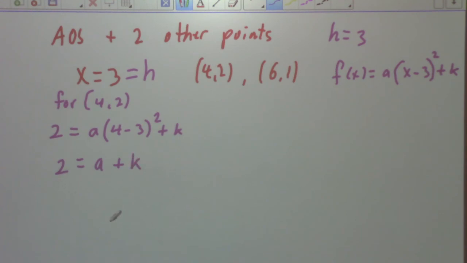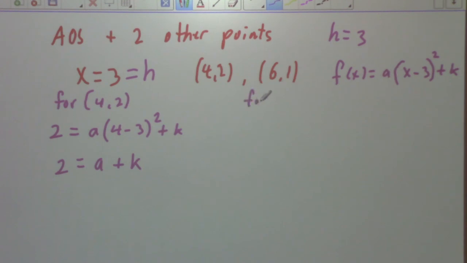Now with this one equation, 2 equals a plus k, can we solve for either a or k based on this one equation alone? No, we cannot. Okay, Abigail's nodding her head no. And so what do we need? We need another equation, and where do we find that equation? Putting the 6, 1 in there? In the 6, 1.